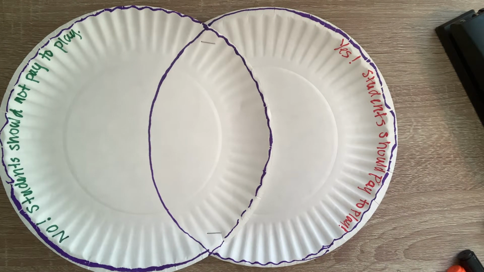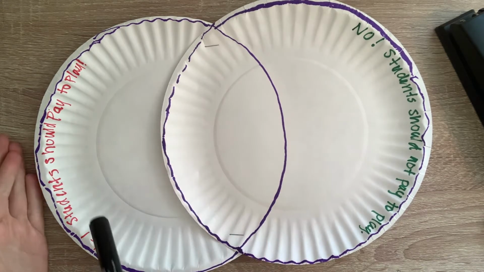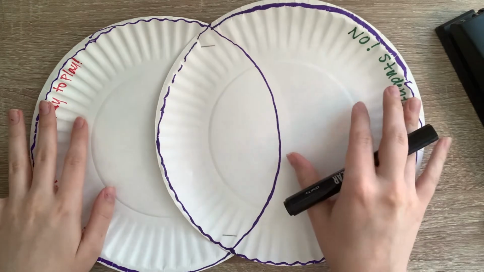Now that we have each one titled, we're going to fill out the information. Our first oval is going to be based off the first story, "Yes, students should pay to play." We're going to write the ways in which this story is different from the second story in this first oval. We will be contrasting both of the stories in the first and the third oval.